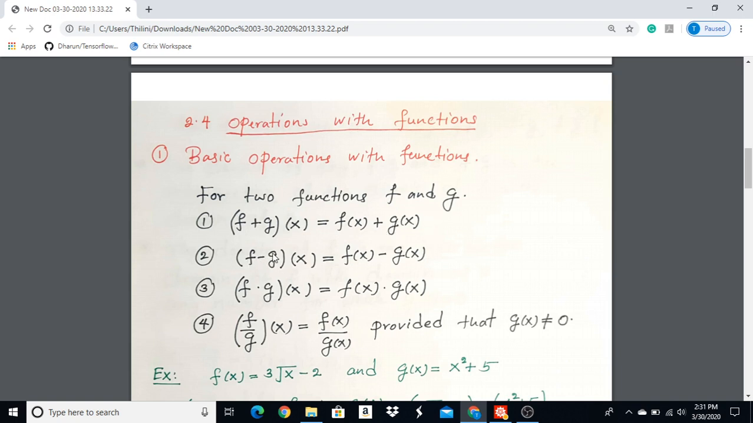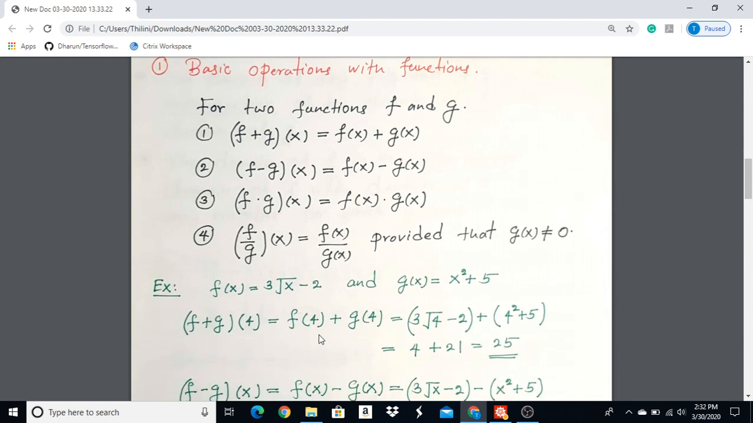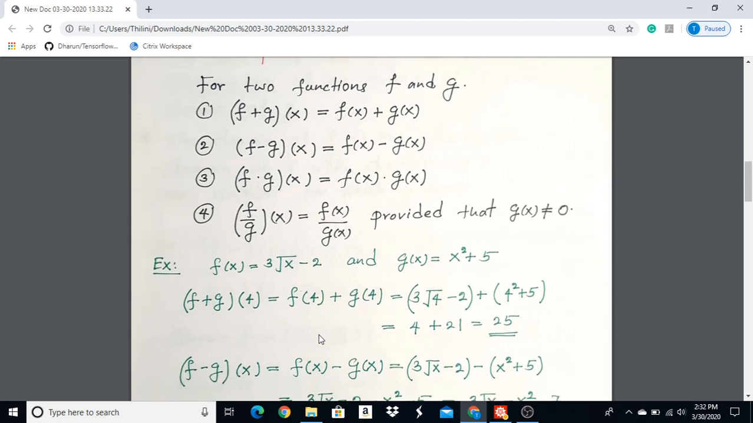And similarly we can define the difference, or f minus g function, which is f of x minus g of x, and the product of those two functions, and the division of f over g to be f of x divided by g of x. But here we need to make sure that this g of x is not 0, otherwise this function is not defined or does not exist. So let's look at an example of two functions, and we can do the operations on them.